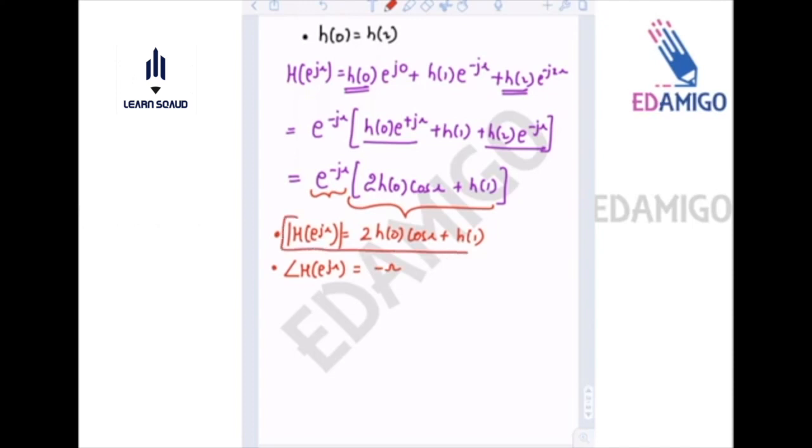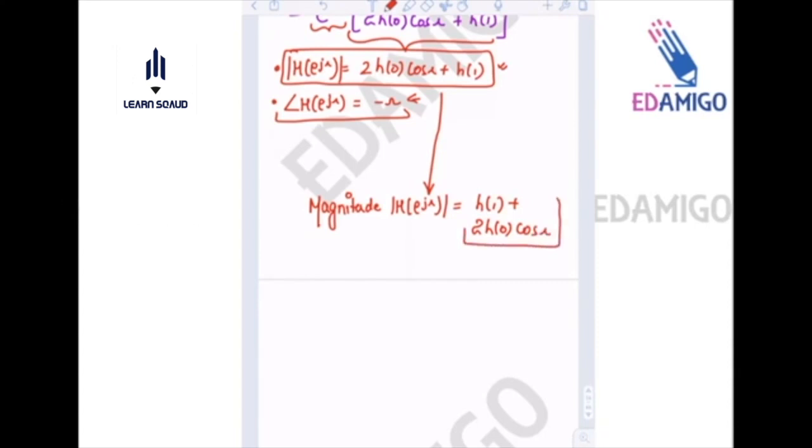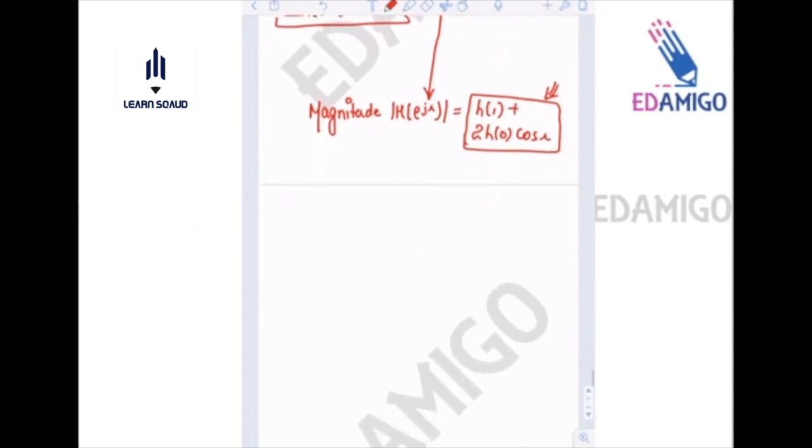Now this is the magnitude, and we can see that it is a linear phase. Okay, so there's a linear phase. Now if we look at the magnitude, H(e^jσ) will be equal to, as we can see, H1 plus 2 times H0 cos σ. Now we can see that this function will be an even function.